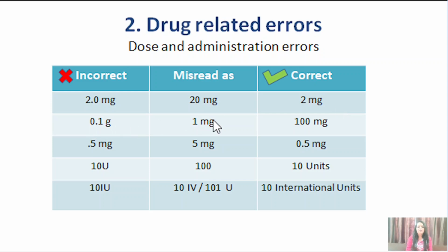Zero point 0.1 gram may be mistaken as a 1 milligram, and the correct way of writing this type of value is 100 milligram. Then 0.5 milligram, it can be mistaken as a 5 milligram. So you have to write this as a 0.5 milligram. 10 unit, it may be mistaken as a 100, and you have to write in full form 10 units. 10 international unit, it may be mistaken as 10 IV or 101 unit. So when you are prescribing this type of dose, you have to write 10 international units in a full form.